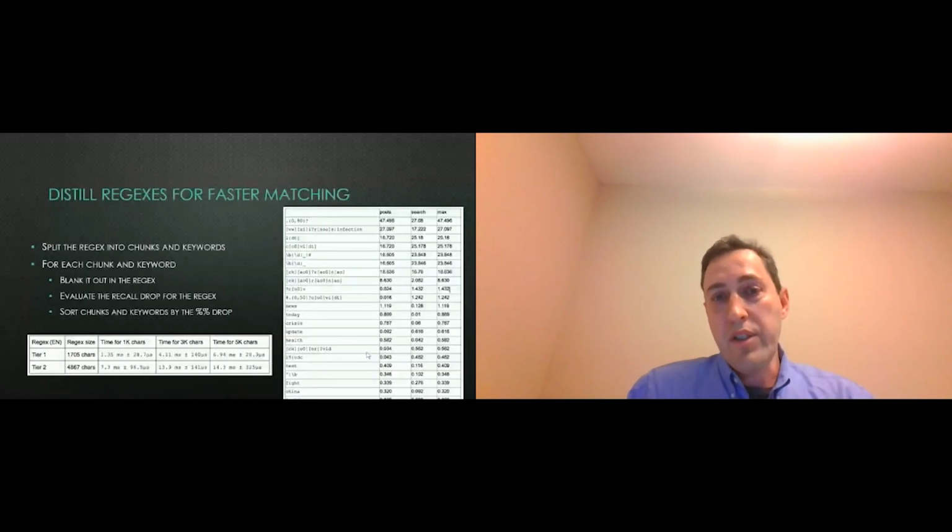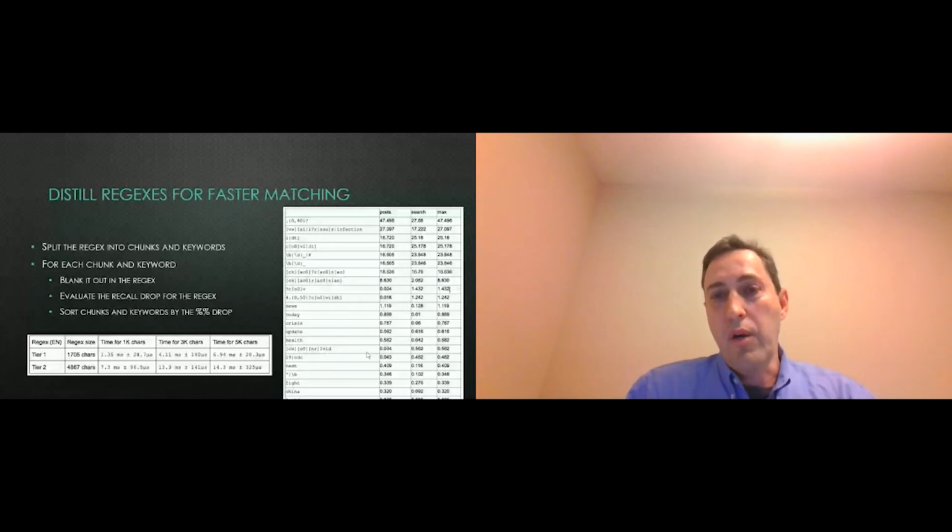But these regular expressions become big, and so we distill them by the following piece of code. It's about 50, 60 lines of code. So what it does, it splits the regex into chunks and keywords, and on the right you see a list of those. And for each chunk and keyword, it blanks out all copies of this chunk or keyword in the regex, and then it evaluates the recall drop for the regex. And you sort the chunks and keywords by how valuable they were by this percentage drop.